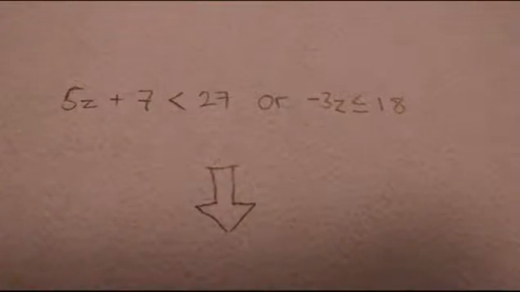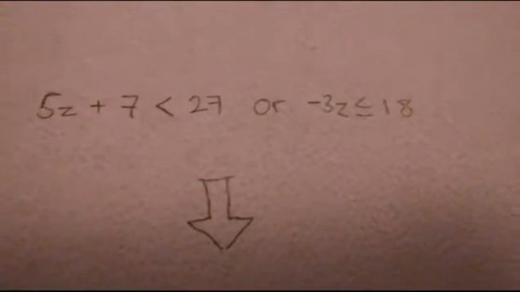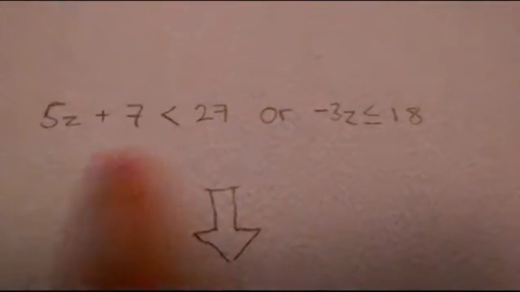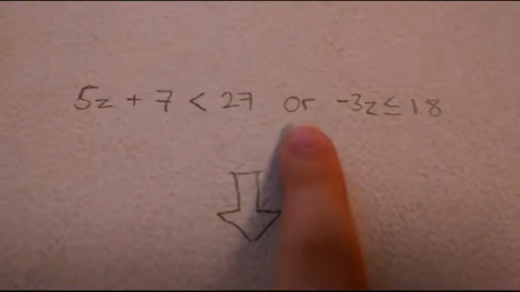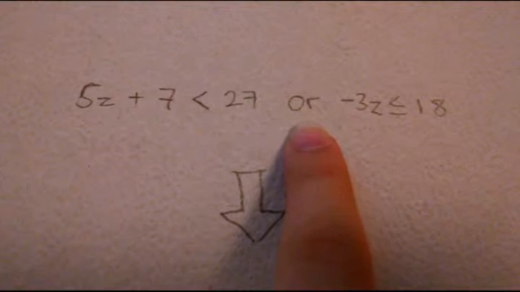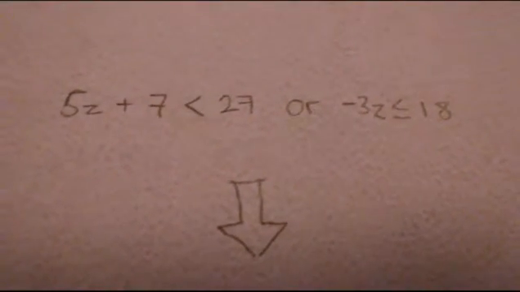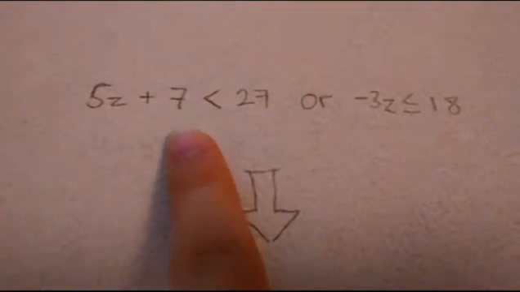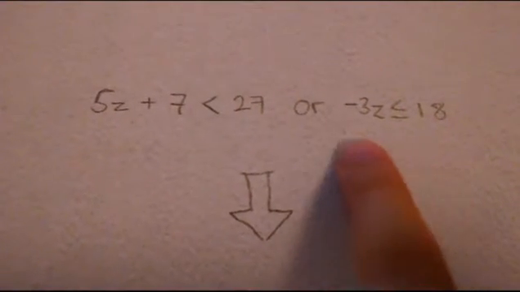So this is what a compound inequality looks like. It is made by two inequalities, which can be unified by an "or" or an "and". In this inequality, we need to solve first this one and then this one. So that's what we're going to do.